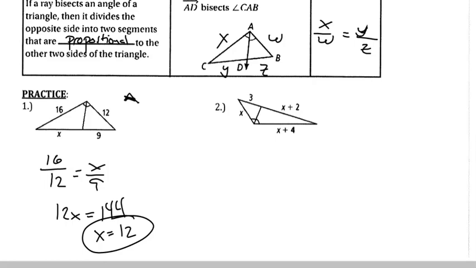Let's make sure that it works if we set it up a different way. 16 top over bottom equals top over bottom. That gives you 12x equals 144, and you still get x equals 12.